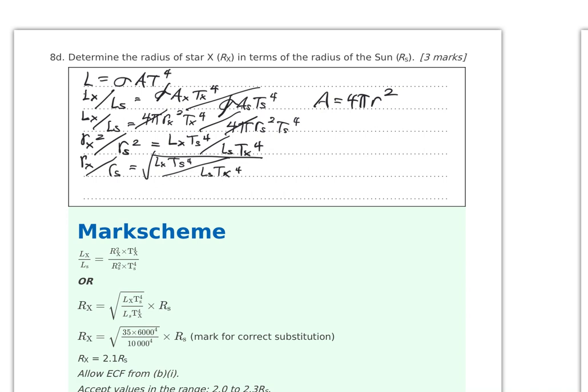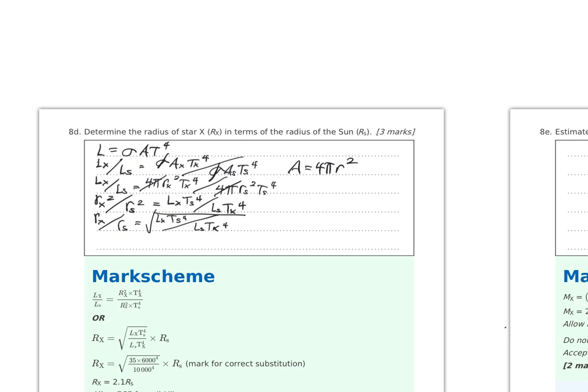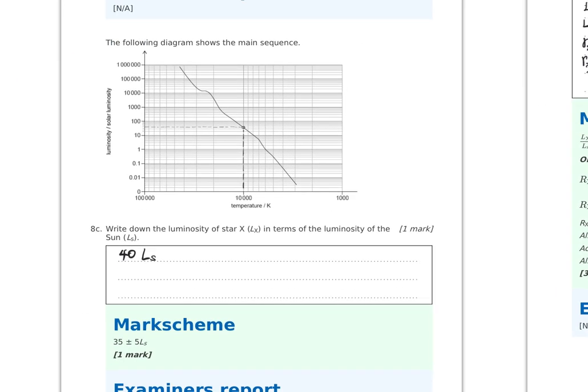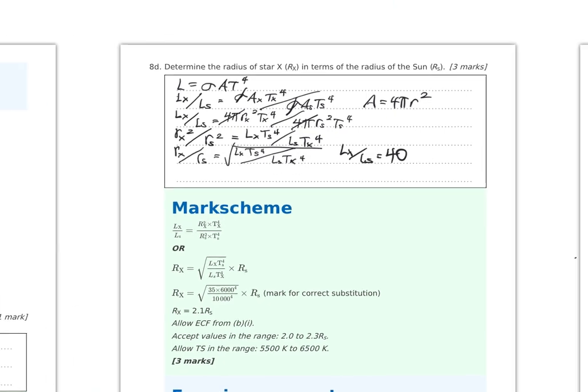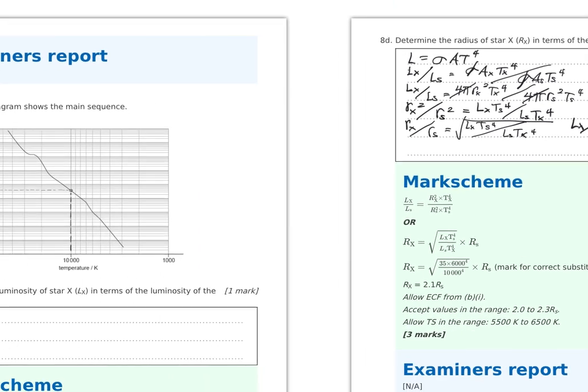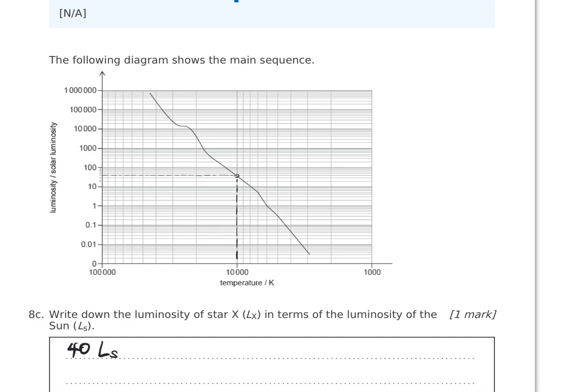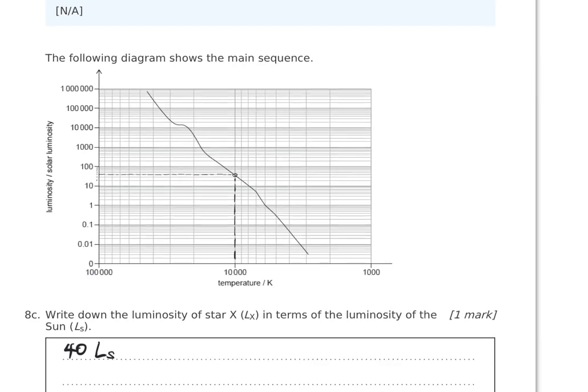And then the temperature of the sun is given somewhere. Tricky, they actually want you to pull the temperature of the sun off the HR diagram that they gave you. So, a couple of things. We know that Lx over Ls is 40, we got that over here. It's the luminosity of star X relative to the luminosity of the sun. And then the temperature of the sun, how do we know that? The mark scheme says 6,000. Where is it pulling that from?